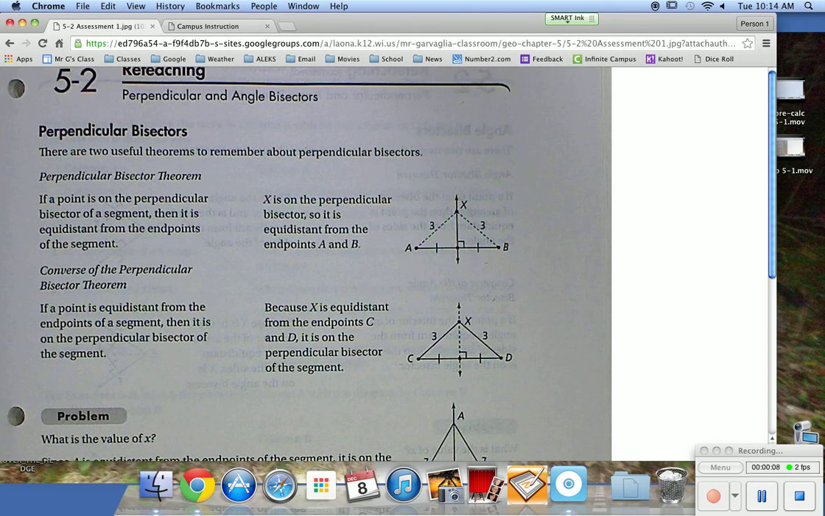We're into chapter 5, section 2. We're going to talk about perpendicular bisectors. Bisectors split things in half. We're bisecting it, we're splitting it in half.